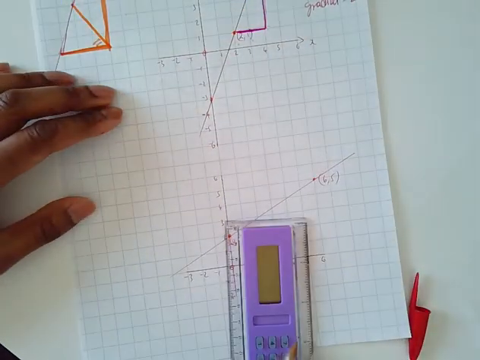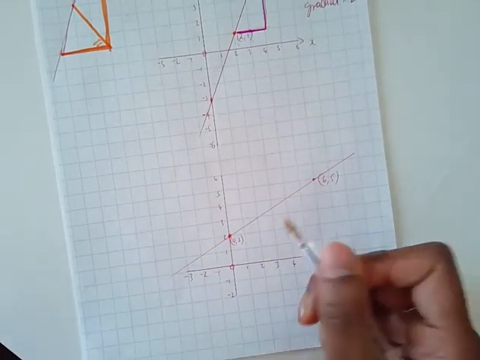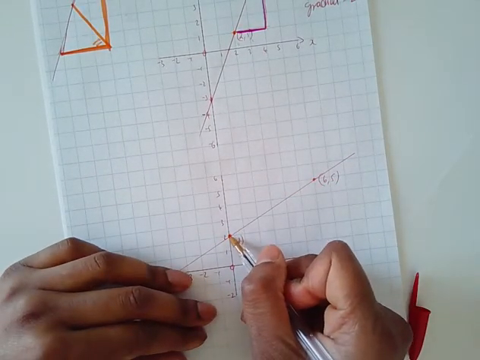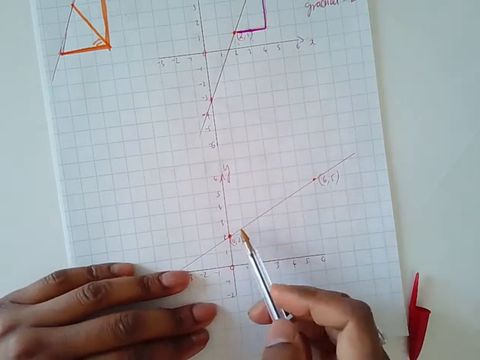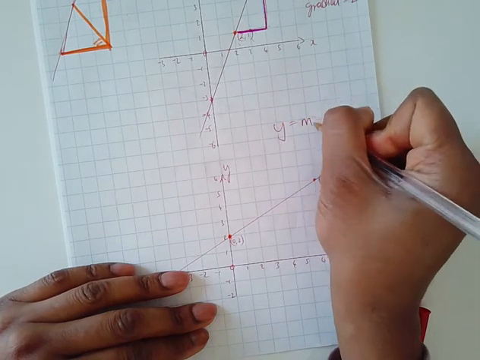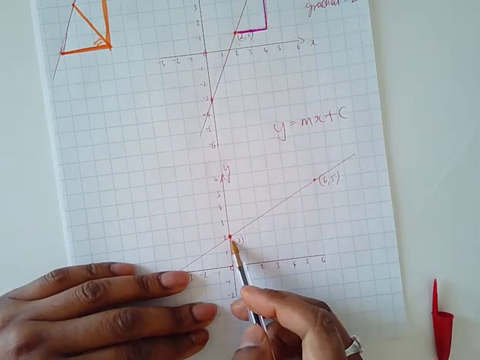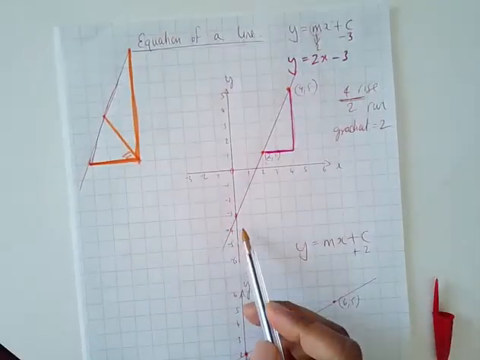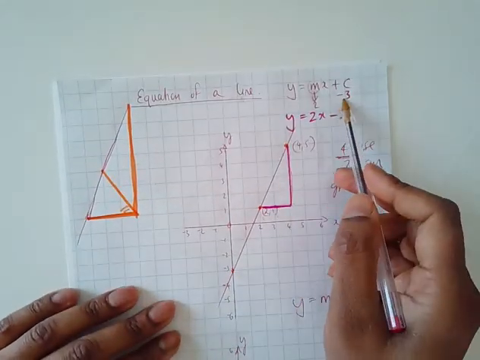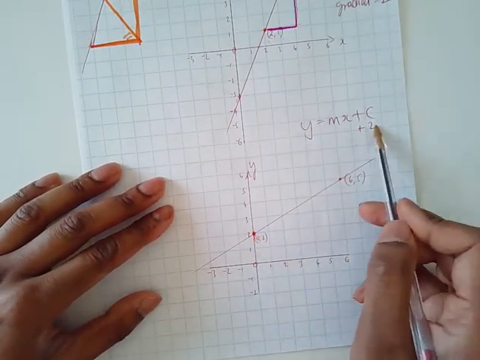It's probably not necessary to join them up in this case, but we'll see. Already I can see the y-axis intercept is 2. So that value there is going to be positive 2. The previous one was -3, that's why I wrote -3. But this one is going through positive 2, so that's positive 2.